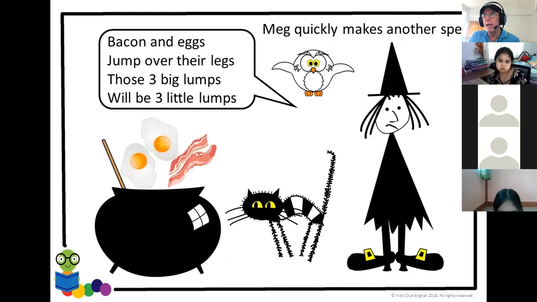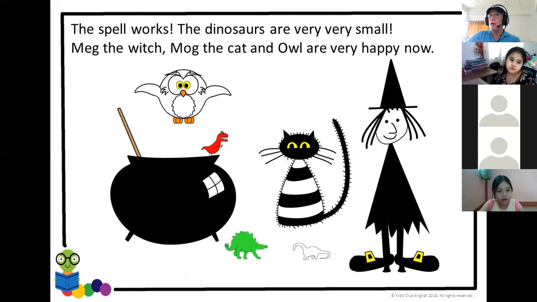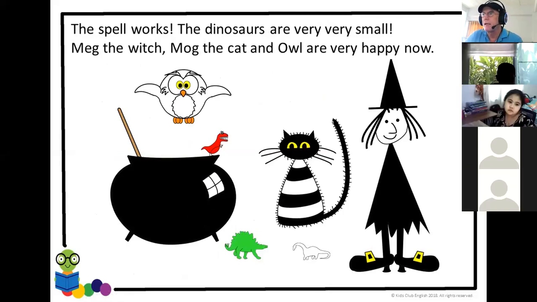Meg quickly makes another spell. Bacon and eggs jump over their legs. Those three big lumps will be three little lumps. And here we can see, oh, bacon and eggs. Bacon and eggs for this spell. That's a bit funny, isn't it? The spell works. The dinosaurs are very, very small. Meg the witch, Mog the cat, and Owl are very happy now.